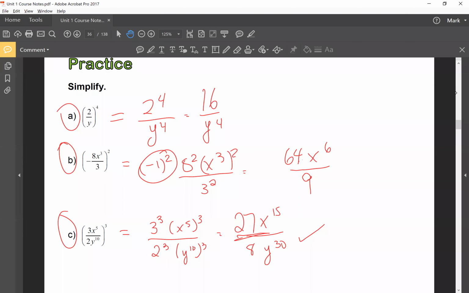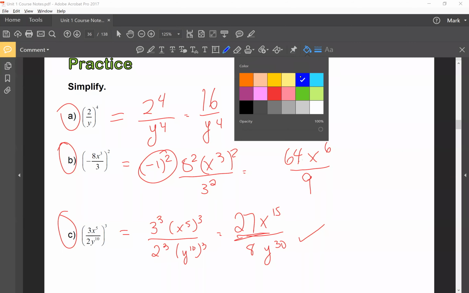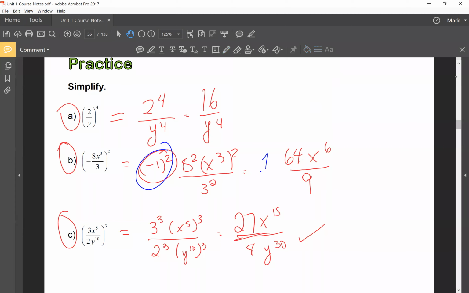So if anybody's wondering, where did that -1 squared go? That just becomes a 1, which we don't include ones. Perfect. Good job, guys.